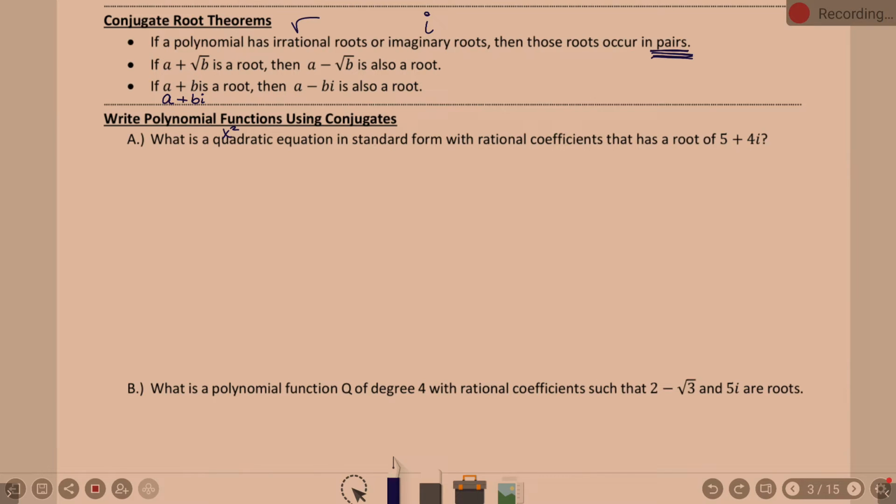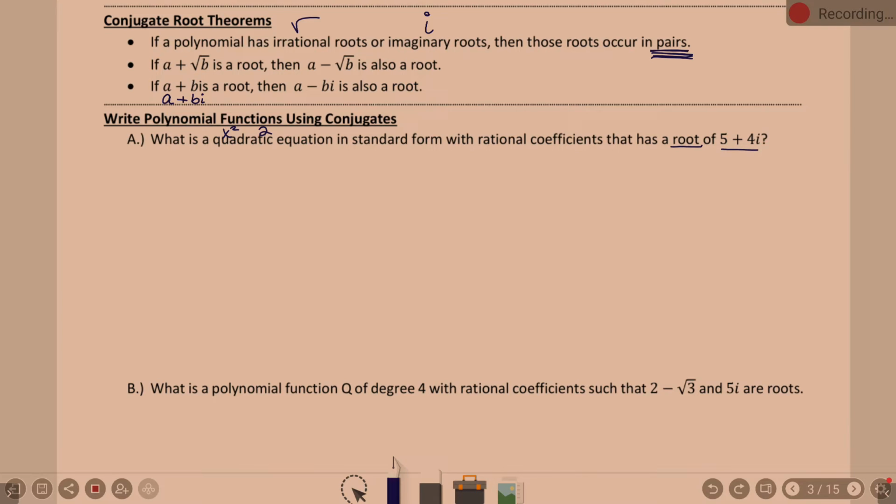2. Okay. Now, they want it in standard form, which just means we're going to have to multiply it all out, and we have to go powers highest to lowest. Rational coefficients. I'm not going to have any square roots. I'm not going to have any i's. And it has a root of 5 plus 4i.